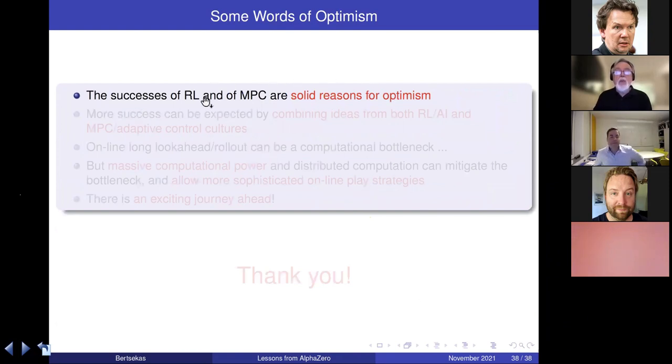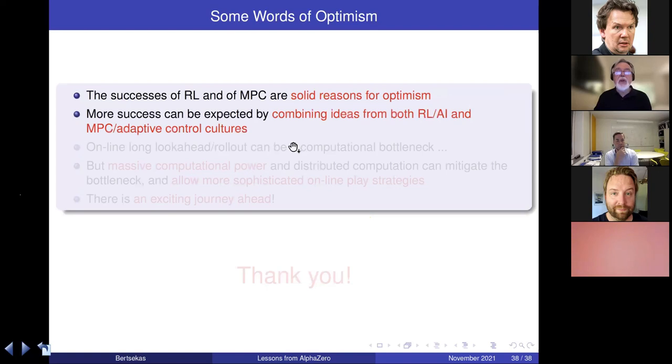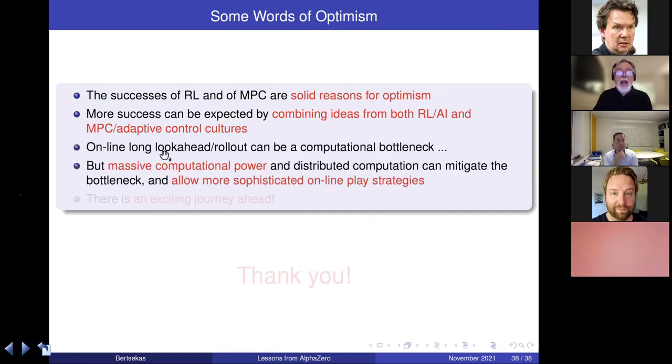So let me close with some words of optimism. We had tremendous successes in both artificial intelligence reinforcement learning and MPC. And this provides hope for the future. More success can be expected by bridging the gap between these two communities. Look-ahead minimization and rollout can be a computational bottleneck, and people in both artificial intelligence and MPC have been struggling with that. On the other hand, we have massive computational power through distributed computation. A lot of these computations can be parallelized, and all of this power can mitigate the computational bottleneck. And so we can obtain online strategies that are more sophisticated as a result. So all in all, the future looks very bright. And I thank you very much for your attendance.